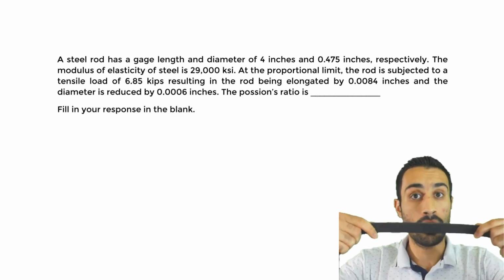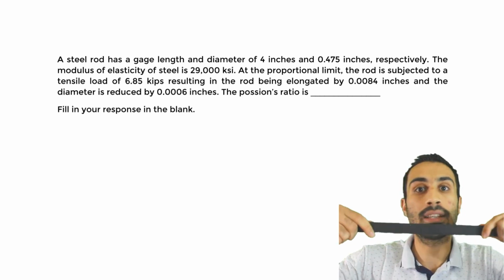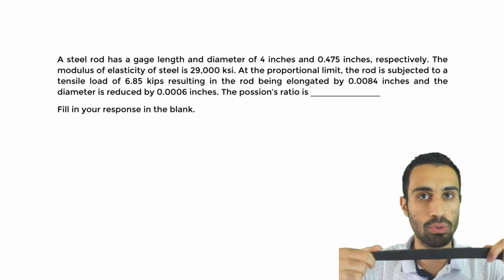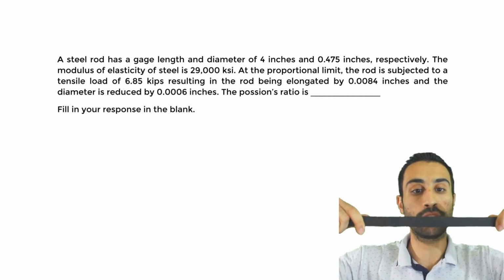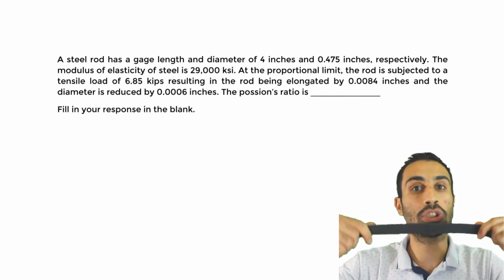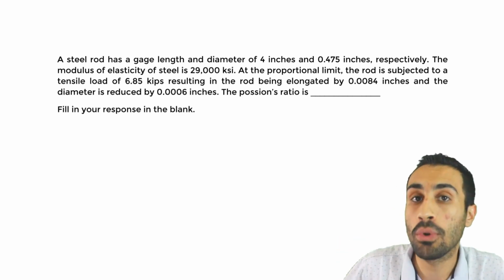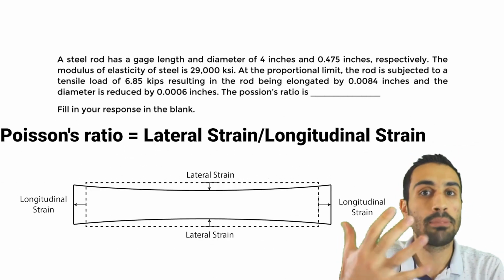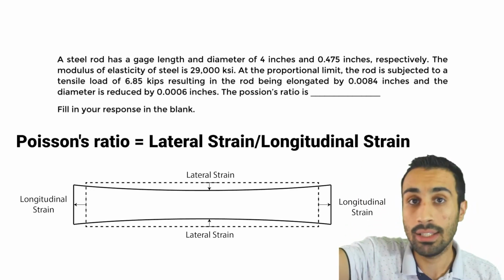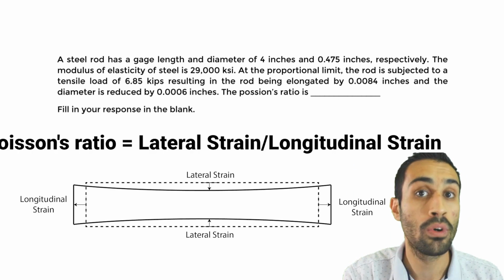And that tells me, since we have a change in length, we can get the strain in the longitudinal direction. And since we have a change in width in the lateral direction, we can get the strain in the lateral direction. From there, we know that the Poisson's ratio is simply the ratio of the strain in the lateral direction divided by the strain in the longitudinal direction.